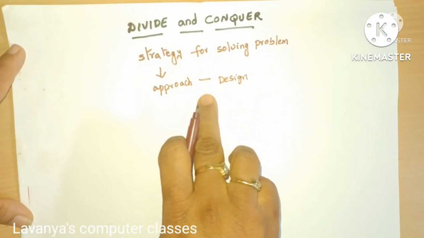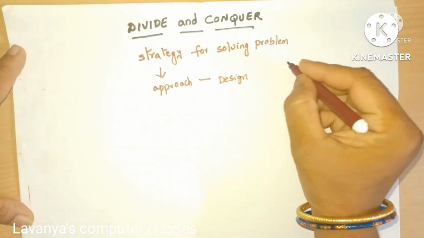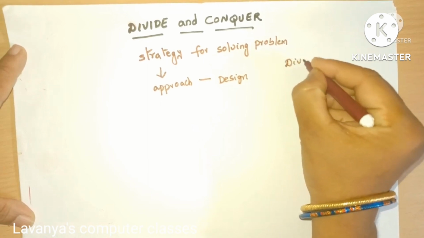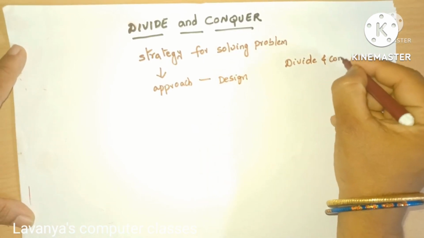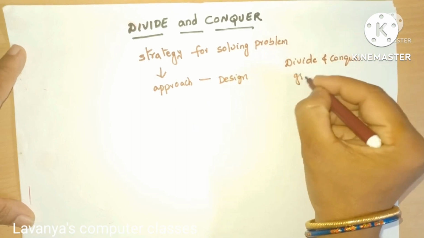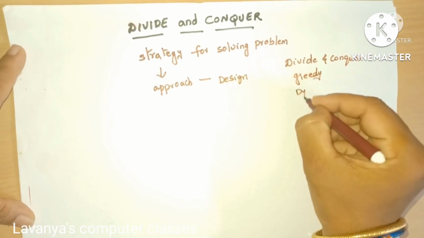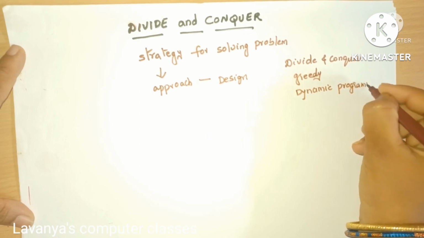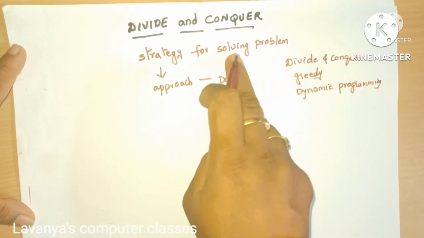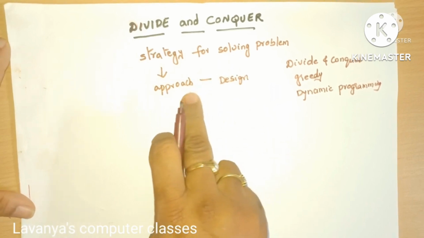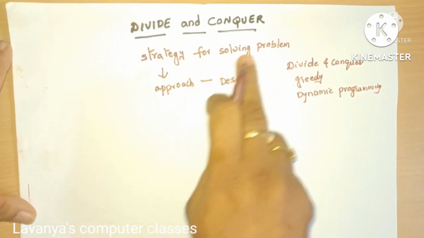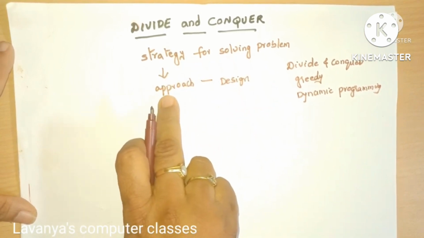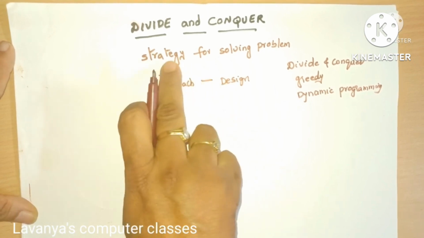So many methods are there. What are the different types of methods? So many strategies are applied for solving a problem. Some are divide and conquer method, some are greedy method, some are dynamic programming method. Like this, so many strategies are there. We can select any one strategy for solving a problem. The ultimate goal in computer science is how to solve a problem. For that we approach or design some methods, and those are known as strategy.